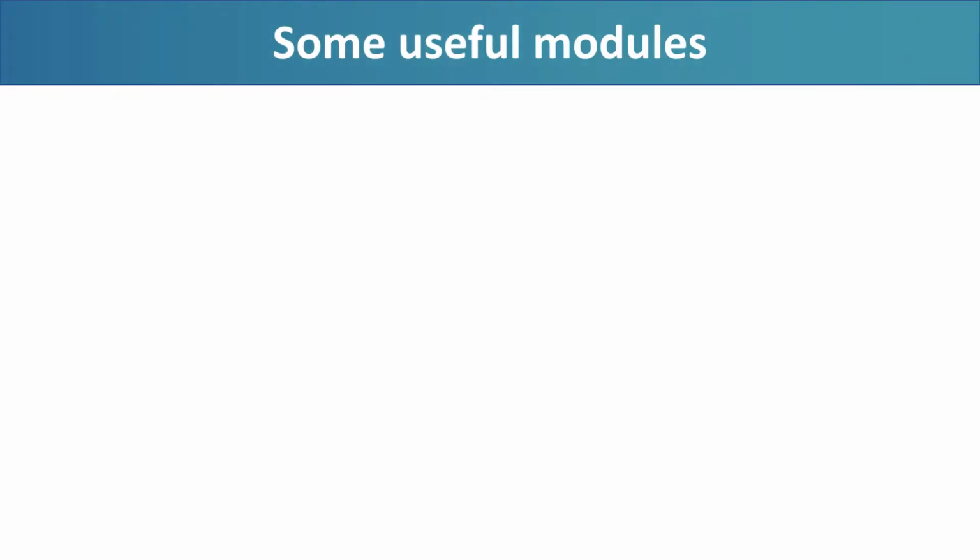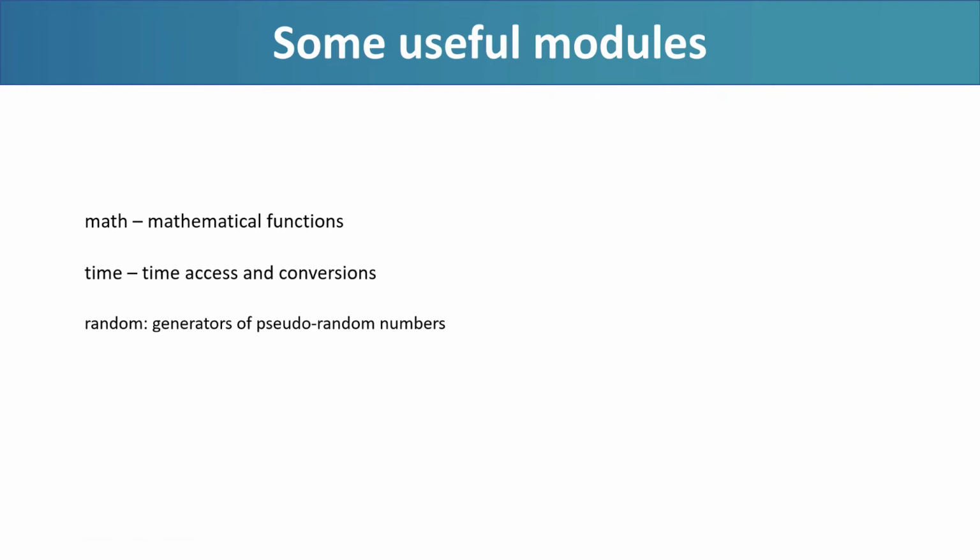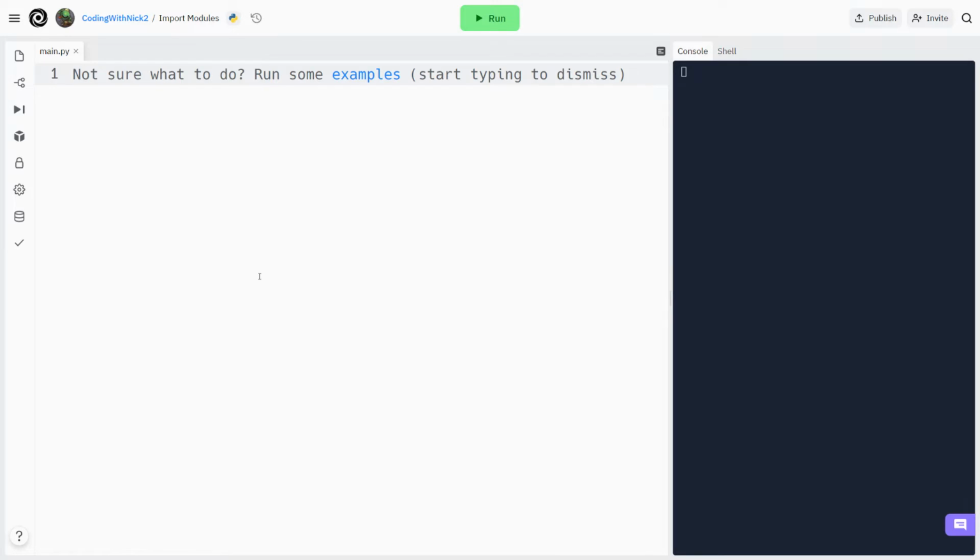Here is a short list of useful modules in the standard library: the math module, the time module, the random module, and the turtle module. These modules and many more are available in the standard library, but there is more. In addition to the standard library, there are literally thousands of third-party modules written by other developers that we can install on top of Python. Let's import a module from the standard library to help us generate random numbers.